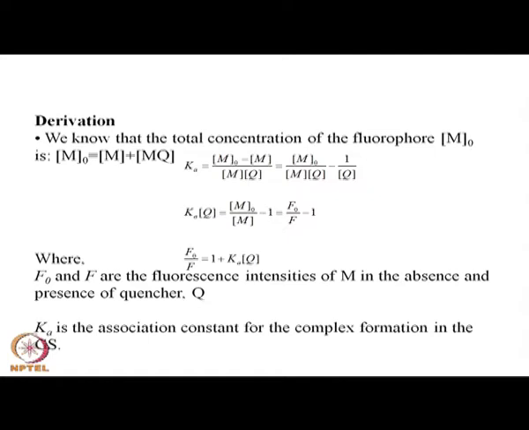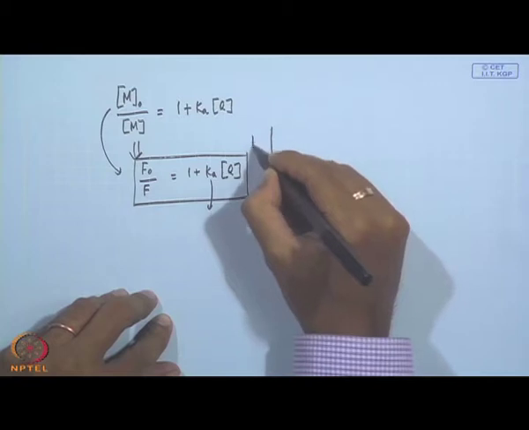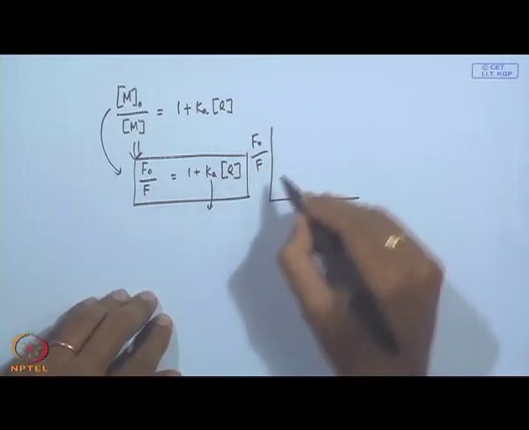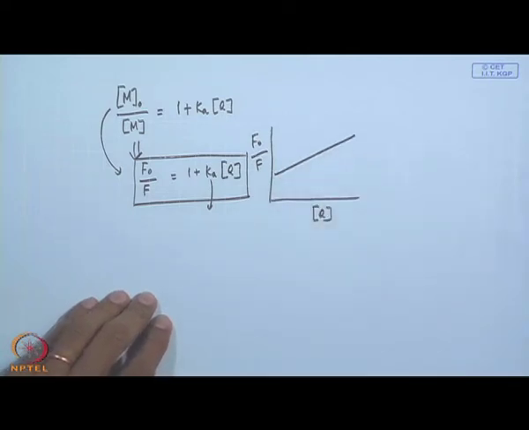So, if it is a purely static interaction, a purely ground state complex formation, then what is the advantage of such fluorescence studies? If we have two species thought to be interacting in the ground state, of which one is fluorescent and the other is non-fluorescent, forming a dark complex, then from this fluorescence quenching study, if we plot f naught by f as a function of quencher concentration, from the slope of the plot we get the association constant.